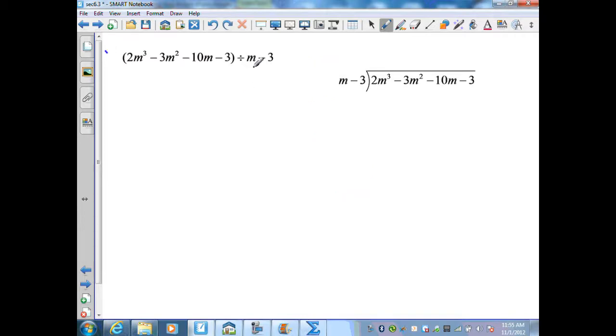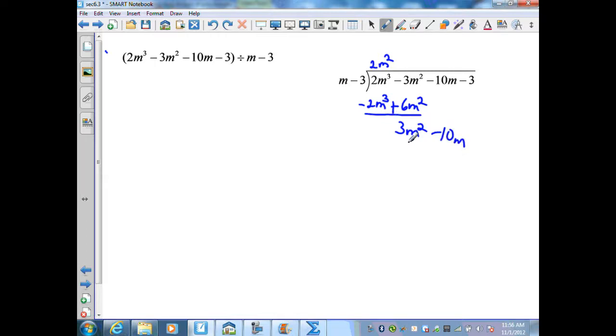In my next example, I have a binomial dividing into a polynomial, and my polynomial is in descending order, so I can set that up just as my numerical examples. Again, I want to check my first terms only. M can go into 2m cubed, and what will multiply that to get that to happen is going to be 2m squared. And I want to distribute. That gives me 2m cubed minus 6m squared. Now I change the signs on each. That gives me subtraction. That's going to give me 3m squared. Bring down my next term, which is a negative 10m.